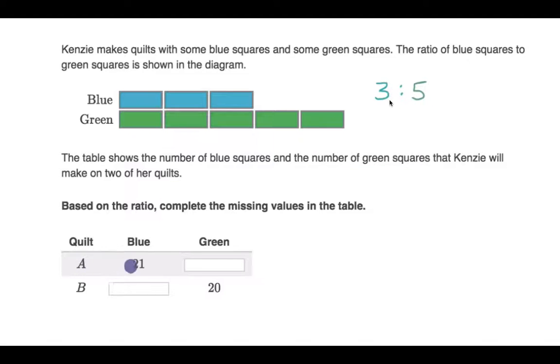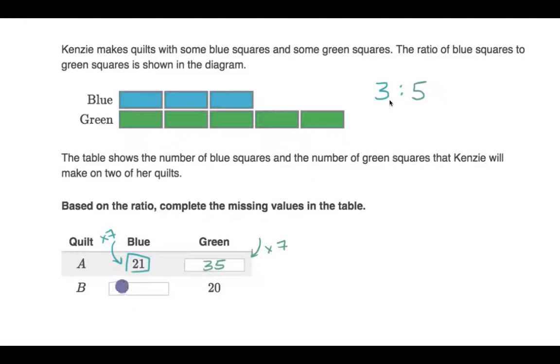And so in quilt A, she has 21 blue squares. How many green squares would she have? Well, to go from 3 to 21, you have to multiply by 7. And so you would take 5 and multiply that by 7 to get 35. As long as you multiply both of these by the same number or divide them by the same number, you're going to get an equivalent ratio. So 21 to 35 is the same thing as 3 to 5.